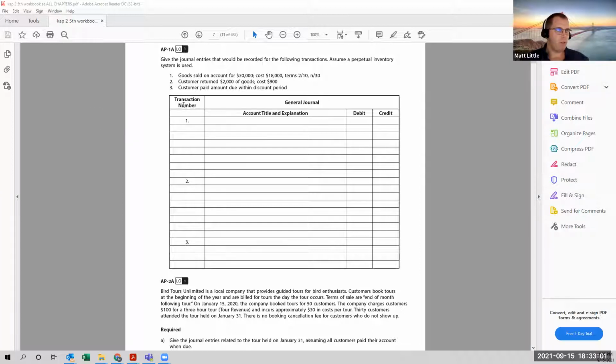So I'll start with question 1A, AP 1A, and this one here is talking about perpetual inventory system, and it's given us 3 transactions to record. In the first situation, we have goods sold on account. So we're still talking about accounts receivable, which is a refresher from something you learned in accounting 1100, likely last term or the one before. And so we have this goods sold on account.